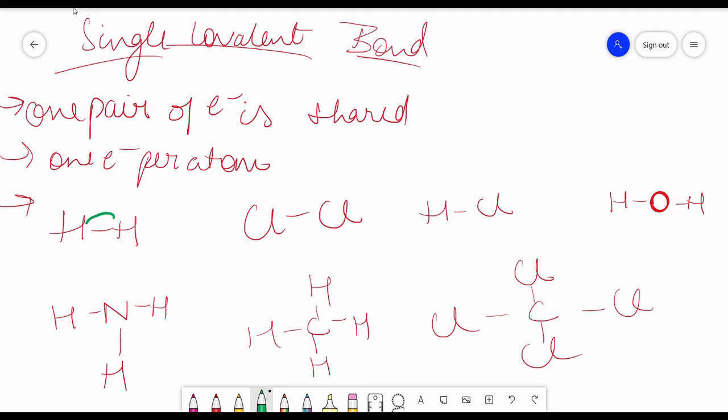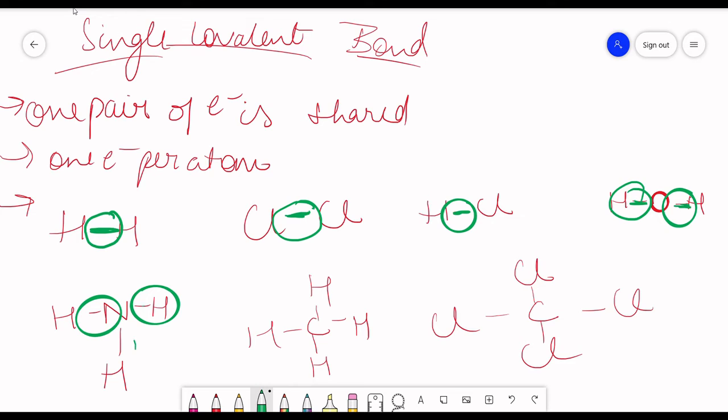So the single covalent bond is this. See, only one line is present, and that represents a single covalent bond. Here also only one line is present, representing a single covalent bond. Here also, then again single covalent, single covalent, single covalent.